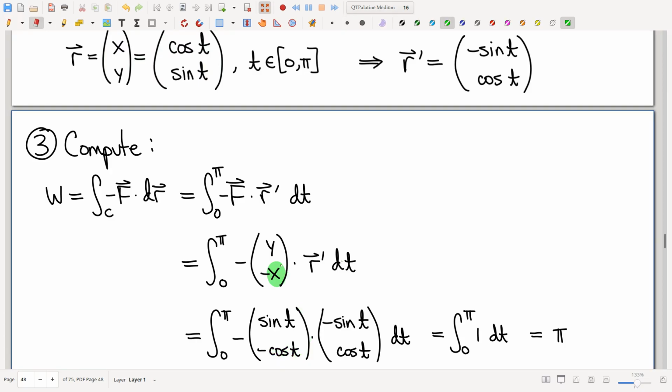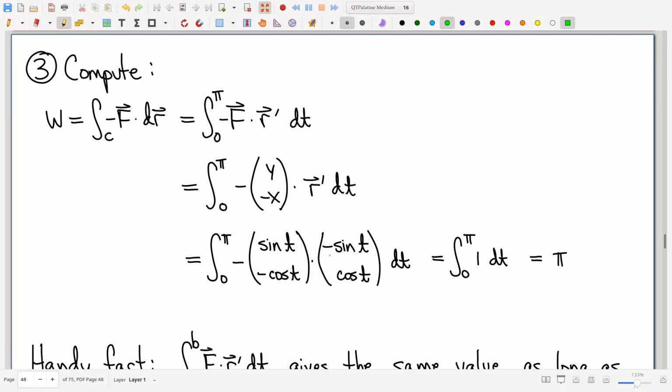Okay. And now we've got it down to a single variable integral, and thankfully it turns out to be a pretty straightforward single variable integral. Nice, easy answer. And as you see, it's all plug and chug.